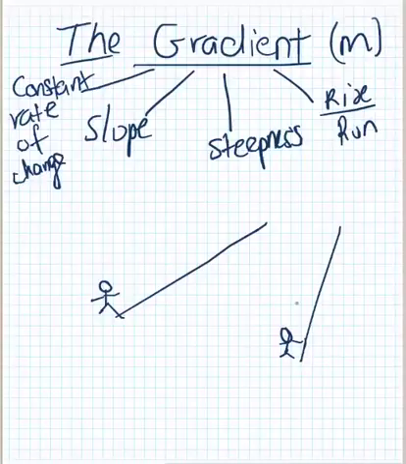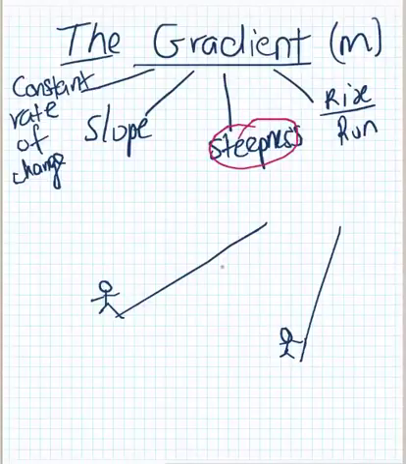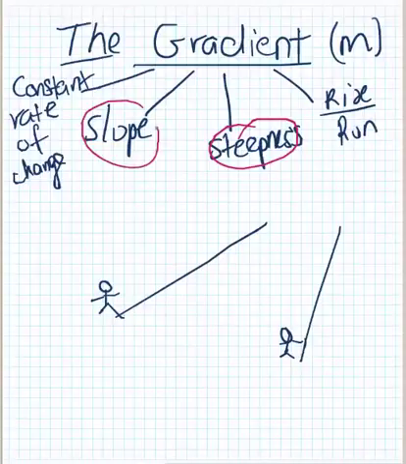You can tell straight away this line here is steeper, okay? So that's why the gradient is known as a steepness, okay? Or you could say the slope of this line is steeper. So slope refers to how steep something is.